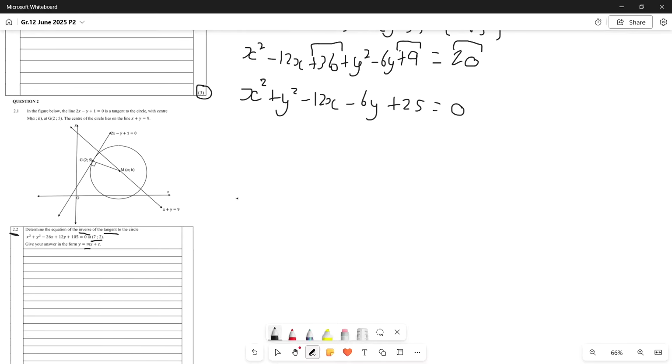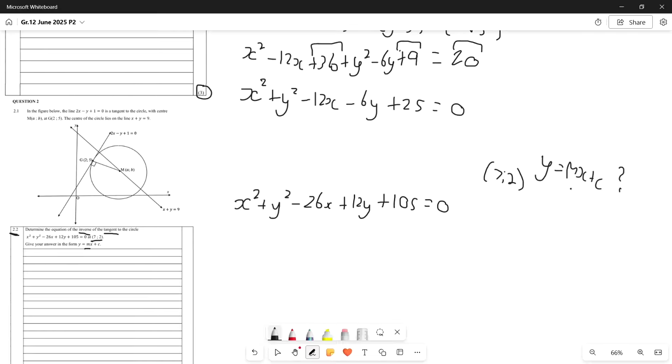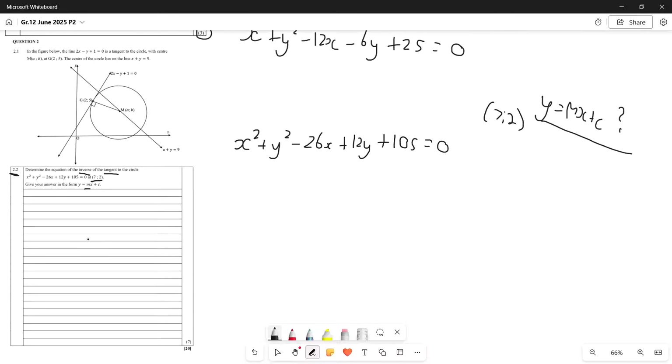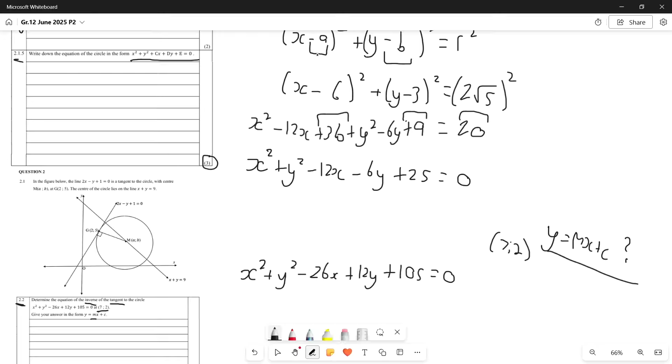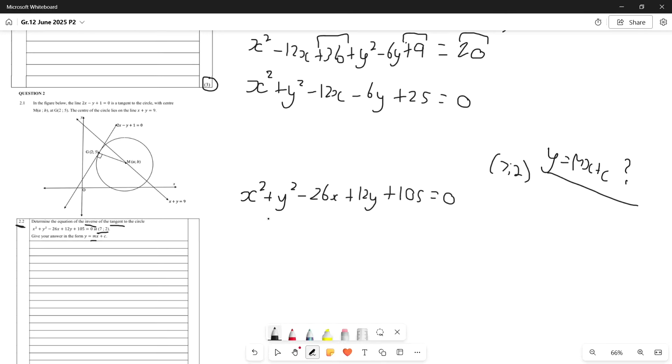So I'm just going to rewrite this equation here. We have x squared plus y squared minus 26x plus 12y plus 105 equals 0 at 7 and 2. We want our answer in the form of y equals mx plus c. So that's our question mark. This is our end goal, and then 7 marks. So first things first, in order to get the a and the b value, like this previous equation up here, we have to complete the square.